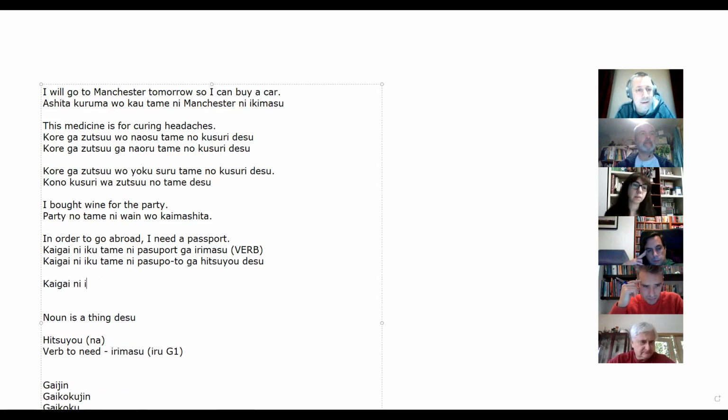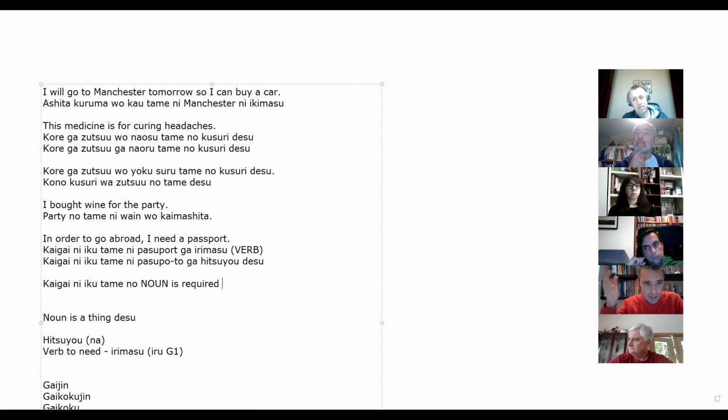is kaigai ni iku tame. The only time we'd have a no is if this is just purely a noun and nothing else. When we're saying this is the thing, noun desu. It's the only time. If we're saying this noun is required, then this is no longer the same shaped sentence. This is the airplane for going abroad. Exactly. It's no longer really just a simple noun statement.